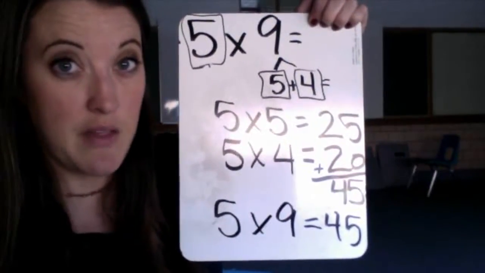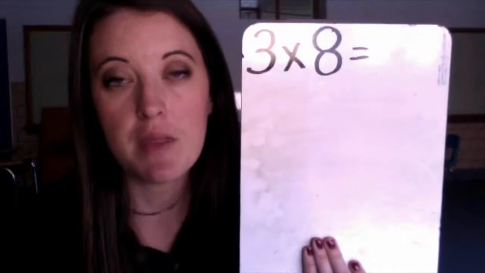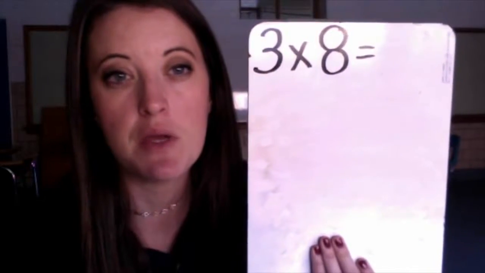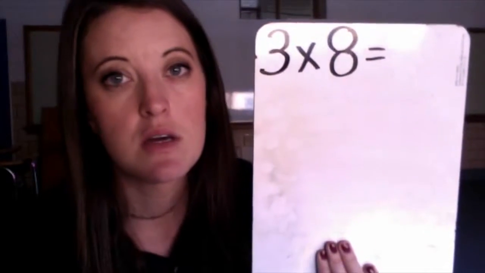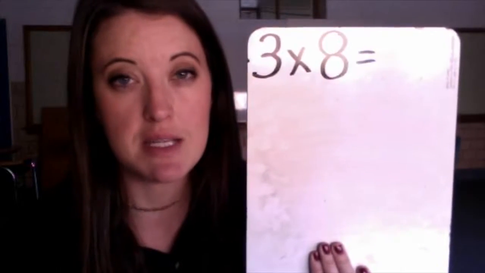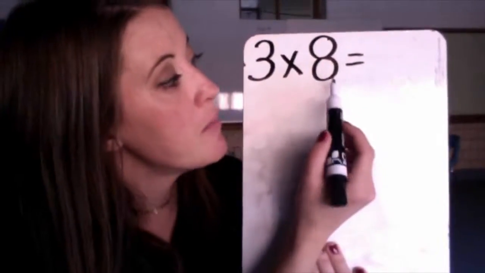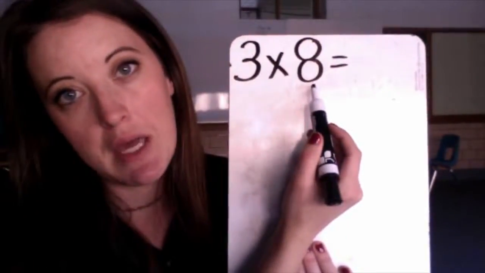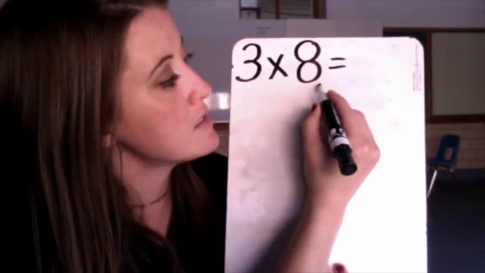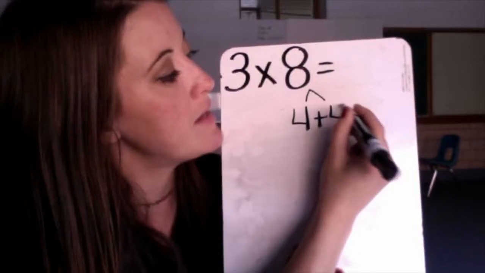Let's do the next one together. Okay, go ahead and erase your board, and we're going to do the next one together. And on my board, I have 3 times 8. Let's go ahead and use the distributive property to solve for 3 times 8 together. Remember, the first thing that we need to do is to break this bigger number apart. And I know that the easiest way to break this number apart would be to add 4 plus 4.